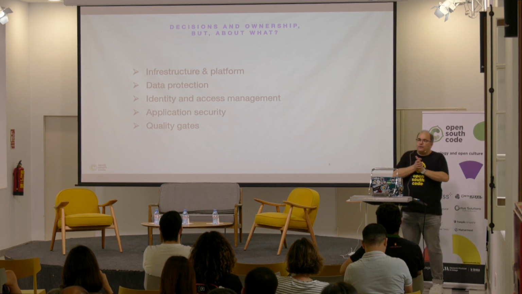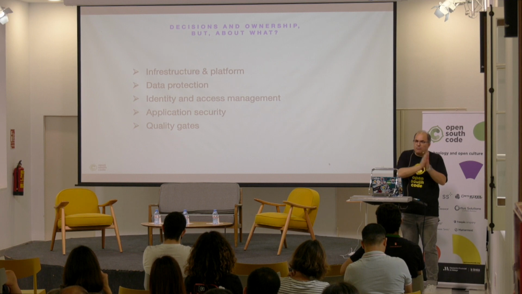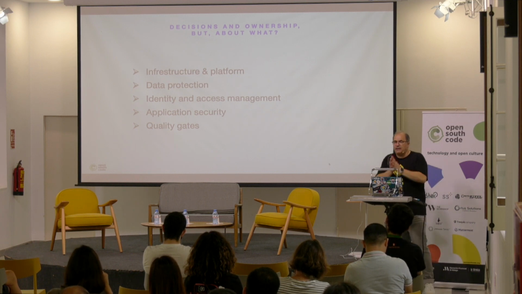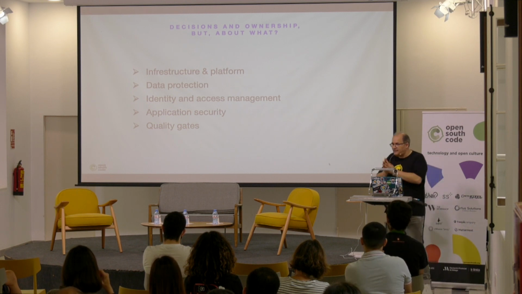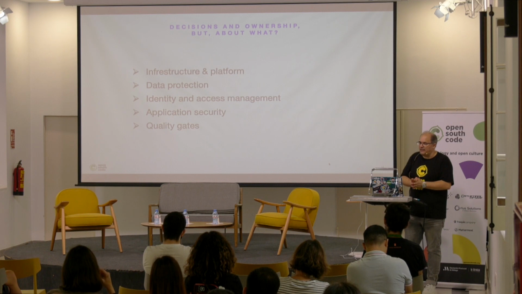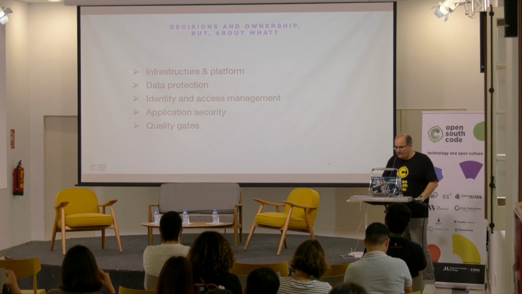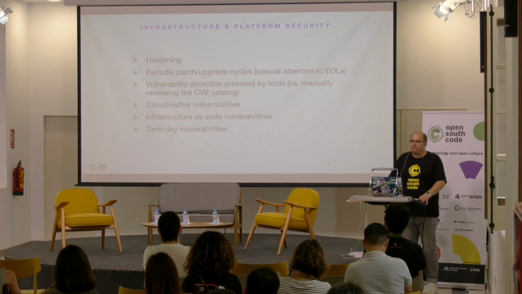And we are going to cover what is DevSecOps in 5 areas. So we will speak about infrastructure and platform. We are going to speak about data protection, about identity and access management, of course, application security and pipelines, okay? This is also part of the work that we need to do. And finally, about quality gates, okay? So let's go ahead with infrastructure and platform.